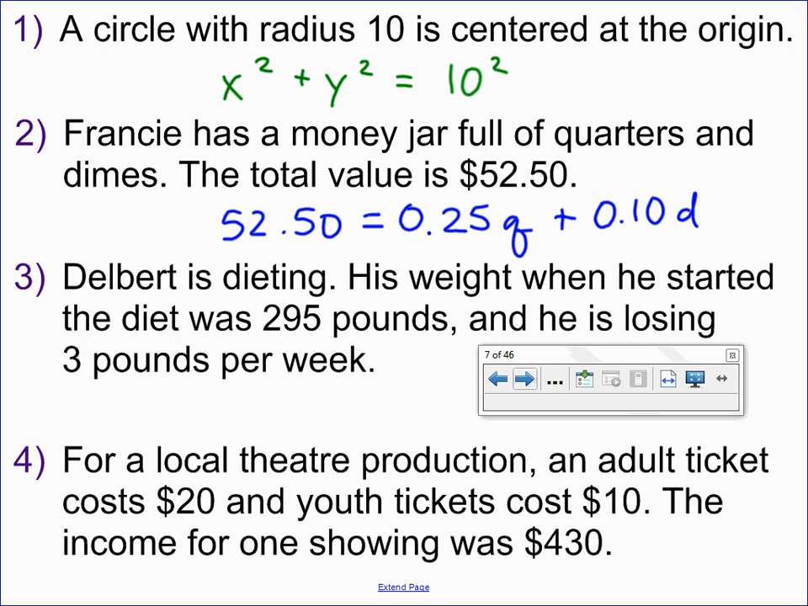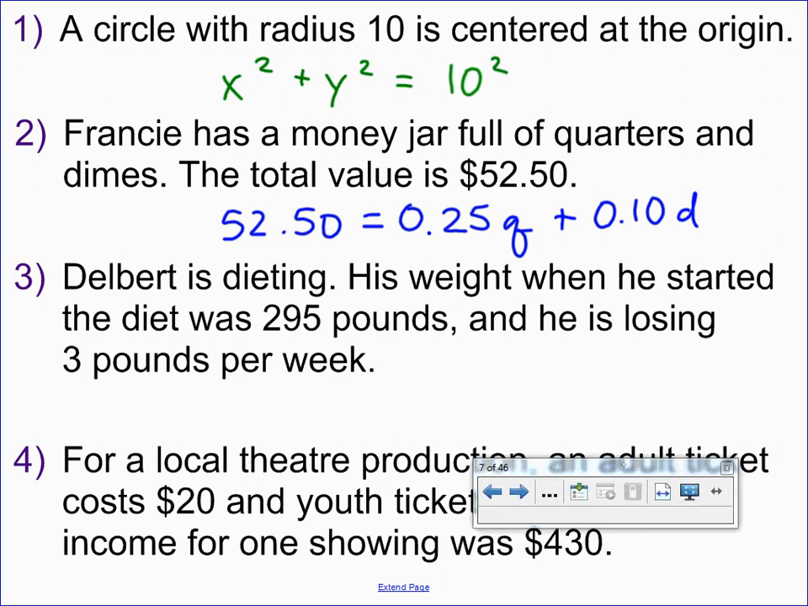Great, thanks. Delbert's dieting. His weight when he started the diet was 295 pounds and he's losing 3 pounds per week. How could we represent that with an equation? Preston? Y equals 295 minus 3x, where y is Delbert's weight in pounds, and x would be the number of weeks since he started the diet.